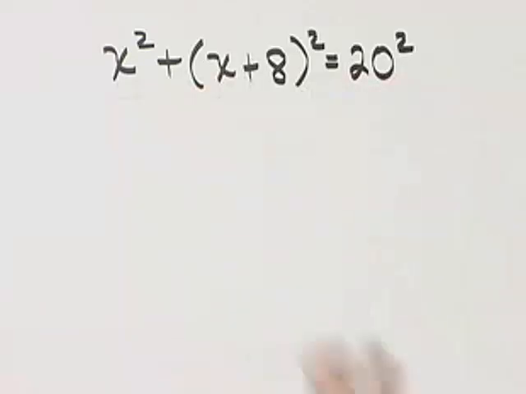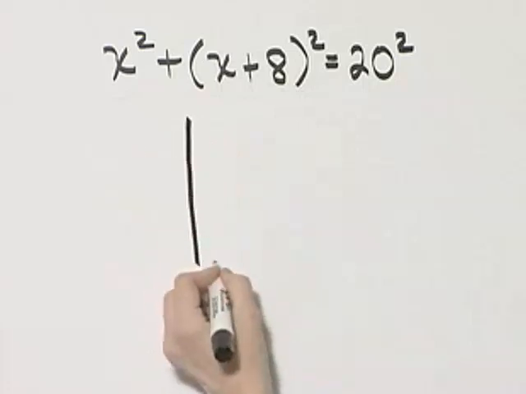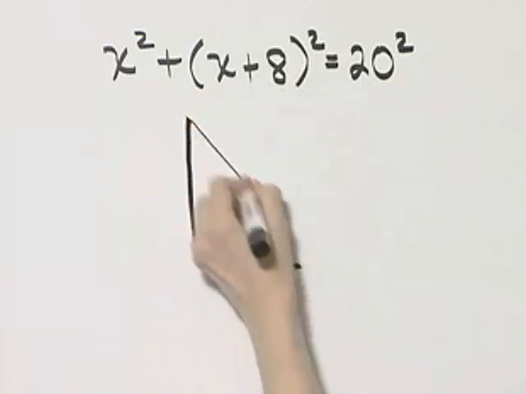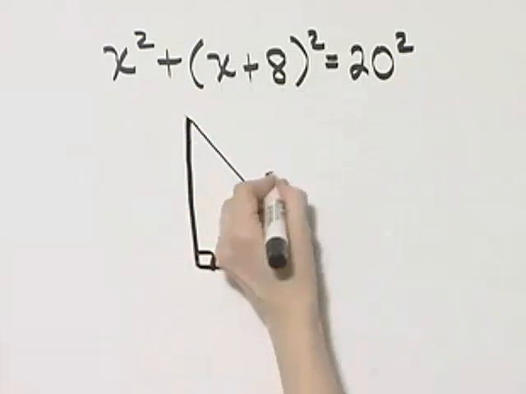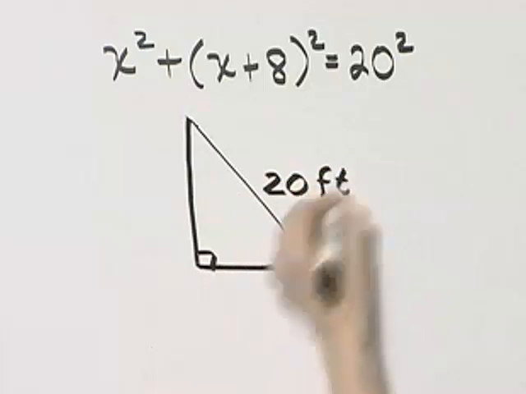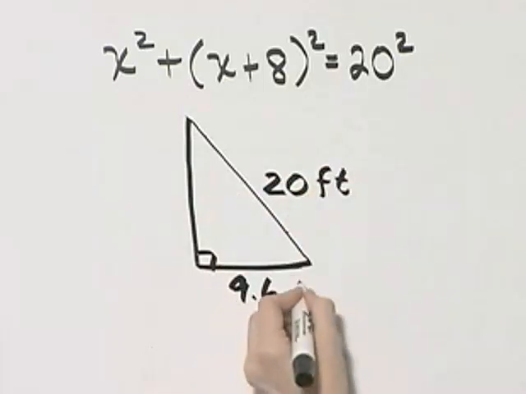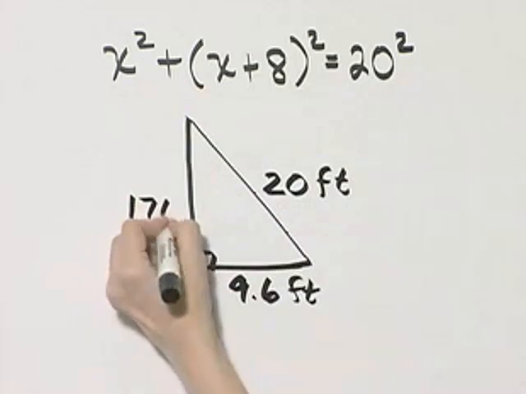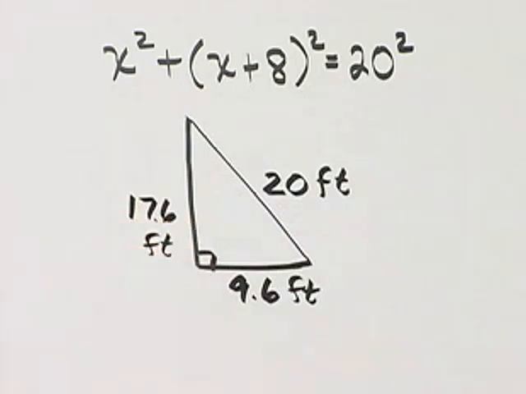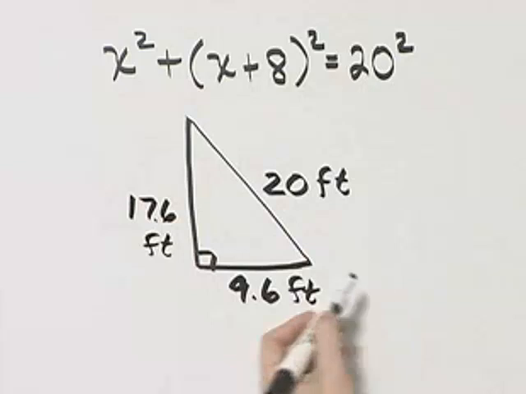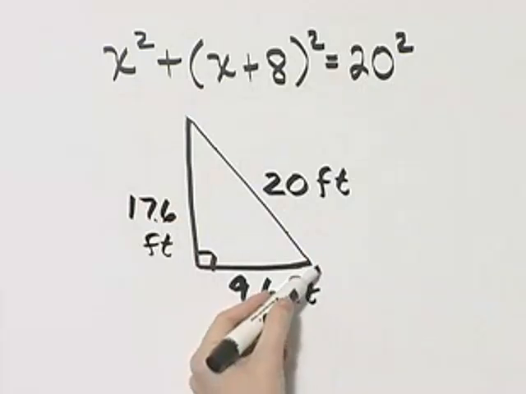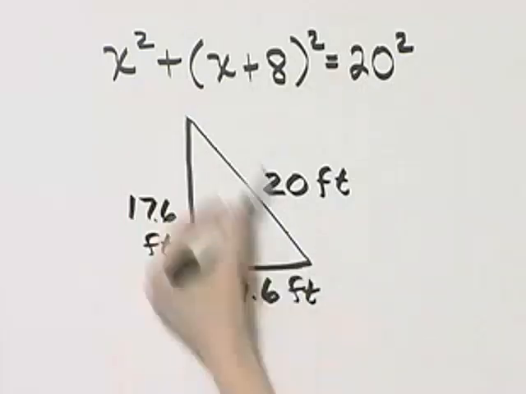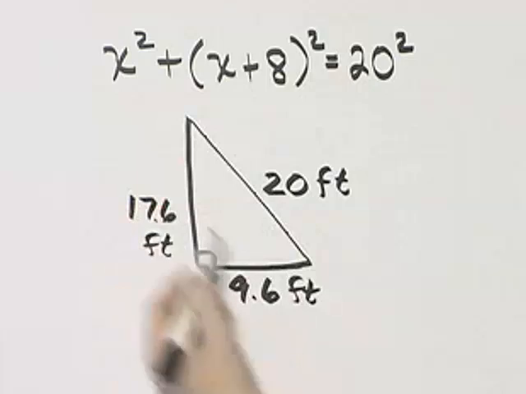So look what we have. Now I'll hand draw my right triangle. This is 20 feet. This is 9.6 feet. This is 8 feet longer, so this is 17.6 feet. We want to know how much time or how much walking distance we save by walking along the diagonal. So let's see by adding these two.